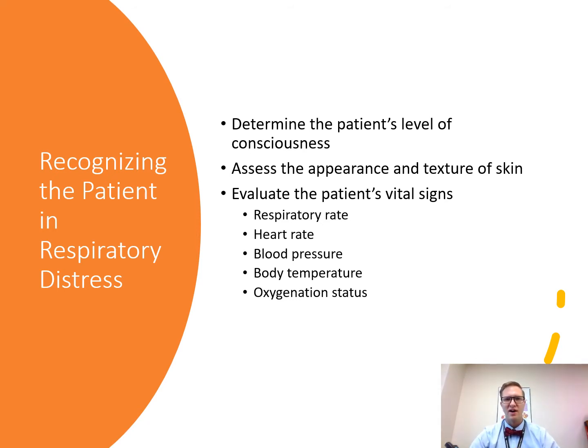So if they're anxious, so they're furrowed, right? We talked about that physical appearance. Are they tripoding? Are they sitting up? Are they trying to stent open their thoracic cage? Do we see retractions? Do we see accessory muscle use? Do we see paradoxical breathing? Those are all things that we need to evaluate when we're looking at these patients as well.